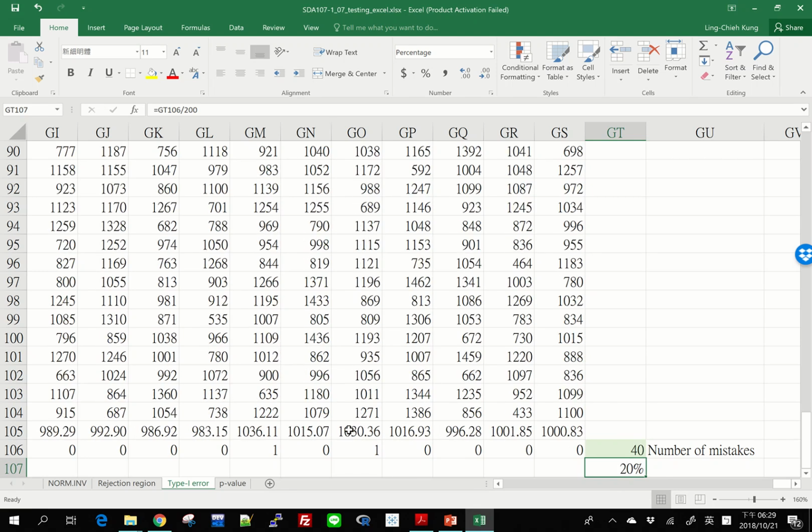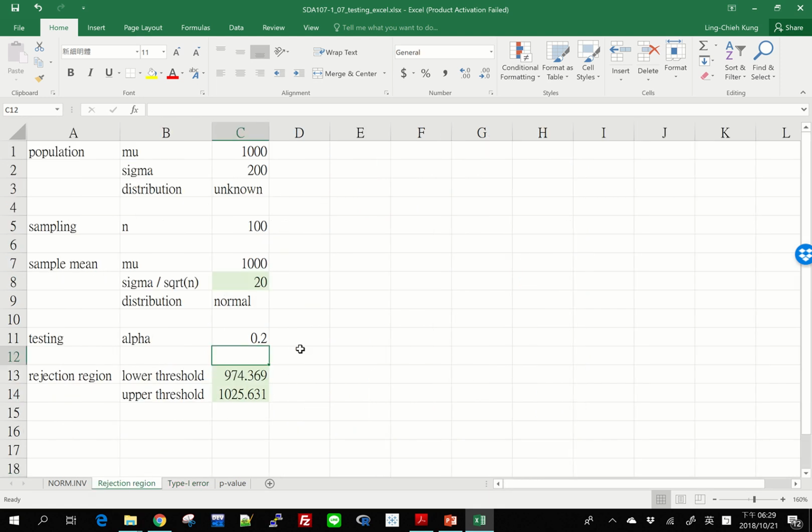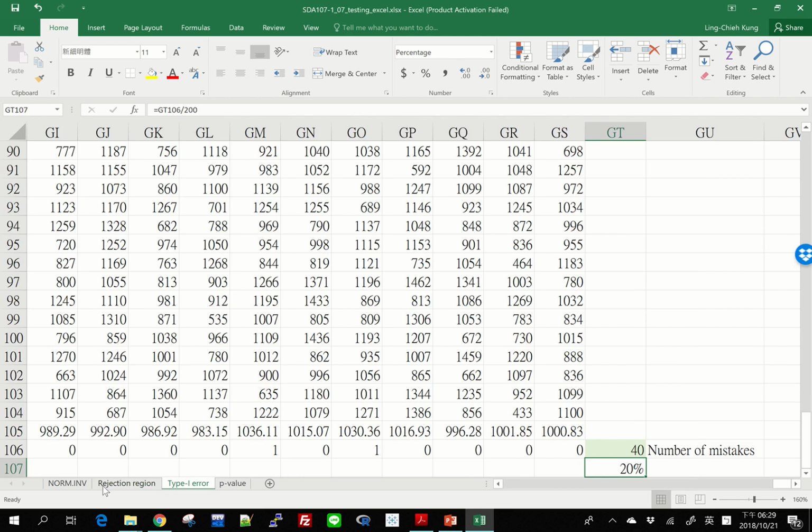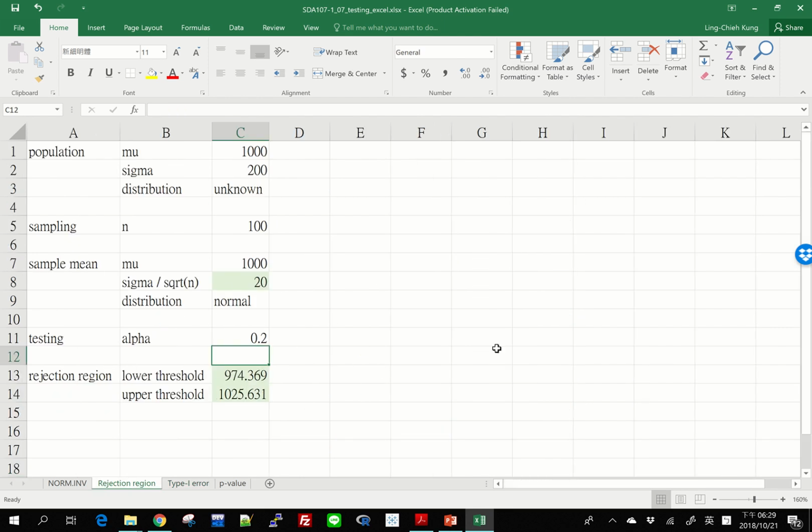Because you are using a different alpha, different requirements for controlling your type 1 error, your rejection region becomes different. It's more likely for you to make that rejection decision. And of course, then it's more likely for you to make a mistake. Okay? So that's why we have this type 1 probability, and that's why we have to set this alpha.